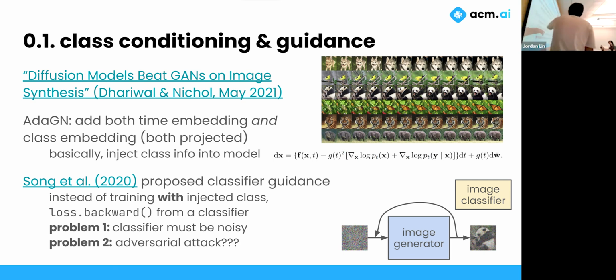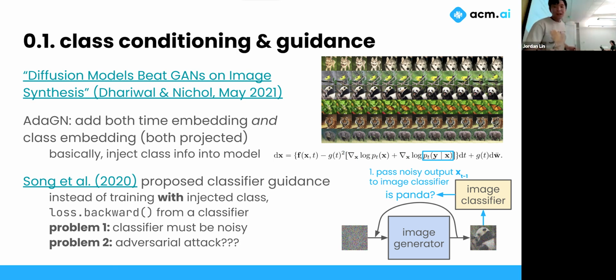in that same paper, proposed something called classifier guidance. So instead of having to train the model with some sort of class information, we basically do loss.backward during inference from a classifier. And this is how it works. First, we generate an image and the image is half noisy, right? We pass it into an image classifier to predict, is it a panda? And then, because we want the output image to be a panda, we backprop all the way to the original noise that we passed in, or the original slightly noisy image, to maximize that is-panda output, the very specific output that says is panda.